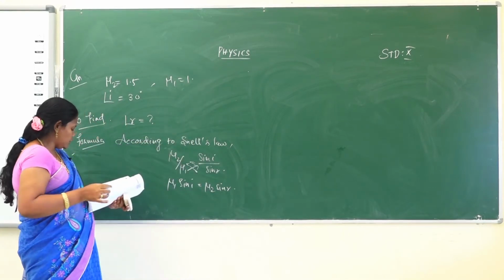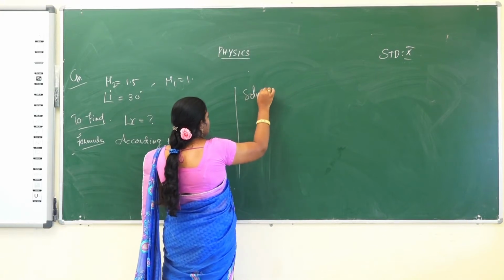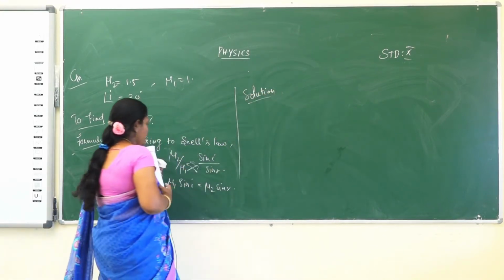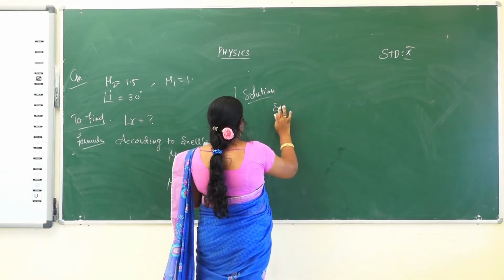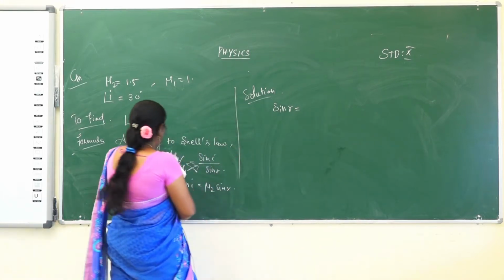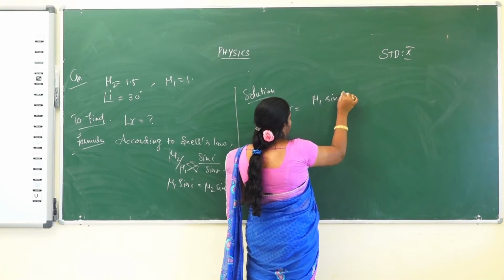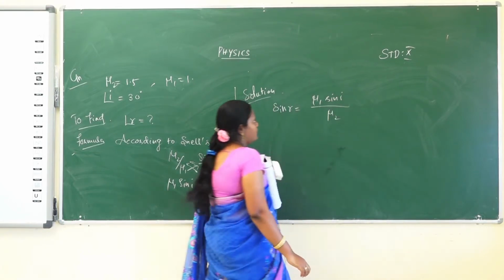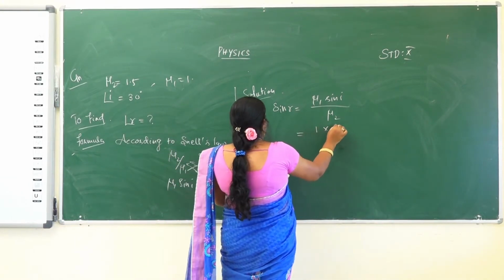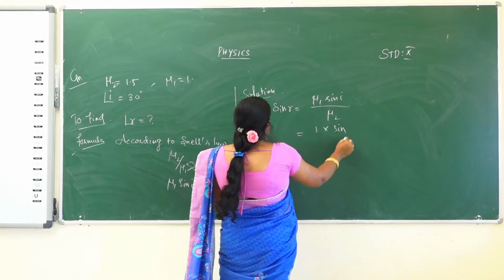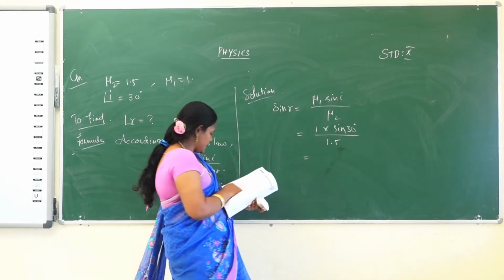Okay, so we will substitute all the values. What is the solution? We want sin r. So sin r is equal to mu1 sin i by mu2. Substitute the mu1 value, i value and mu2 value. What is the mu1 value? That is 1. And sin of the i value, that is 30 degrees, and the mu2 value is 1.5. What's the value of sin 30?